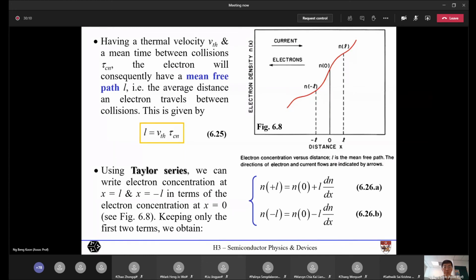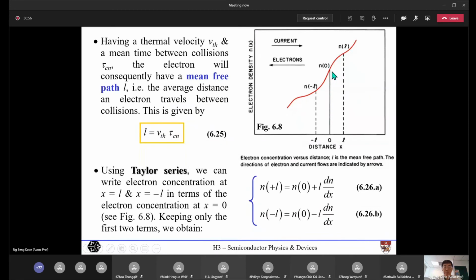So how do you determine the mean free path in this case? As the definition goes, L is the mean free path, so it's basically the average distance that the electron travels between collisions. Previously, we talked about tau c, the average time between collisions, the time where the carrier can move freely before it collides on average. So if we multiply this time with the thermal velocity of the carrier, this would give you the mean free path. Velocity times time gives you the distance that the carrier can move freely before it collides. So L is simply the product of the thermal velocity and the average time between collisions. All right.